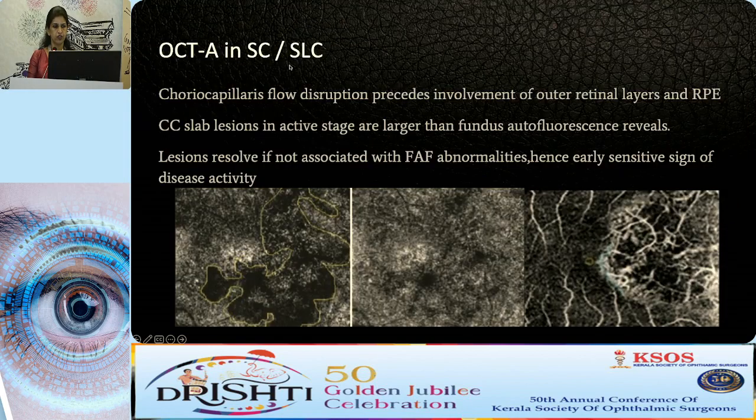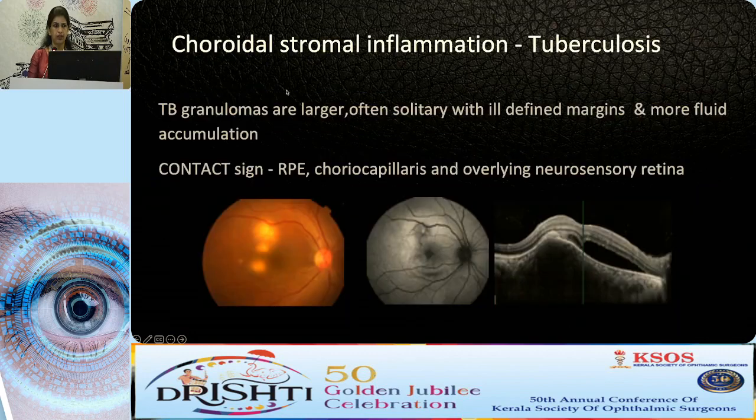Then OCT angiography in serpiginous or serpiginous-like choroiditis, there is choriocapillaris flow disruption which precedes the involvement of the outer retinal layers and RPE. And the choriocapillaris slab lesions in the active stage are larger than what is seen on the fundus autofluorescence. It is important to look at this because if the lesions are not associated with FAF abnormalities, it is an early sensitive sign of disease activity, and if you intervene at this stage, you can prevent more damage.